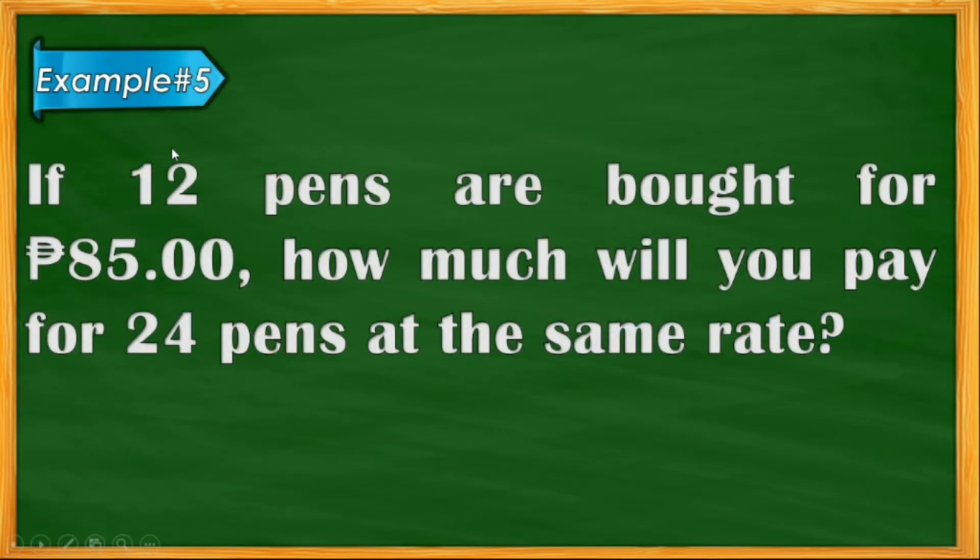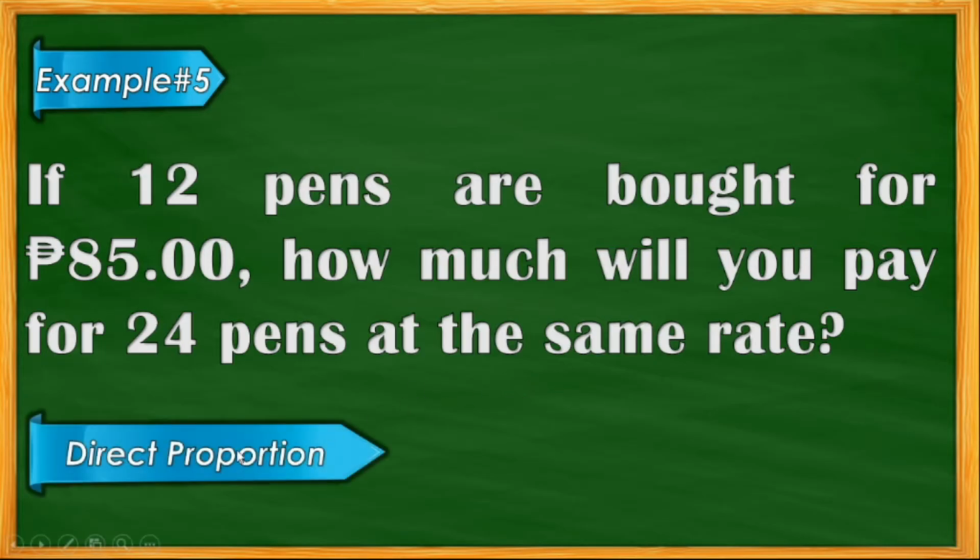So let's proceed to example number 5. This time it involves a problem. Let's identify if it's an inverse or direct proportion. Let's read. If 12 pens are bought for 85 pesos, how much will you pay for 24 pens at the same rate? So, this would be a direct proportion. Why?